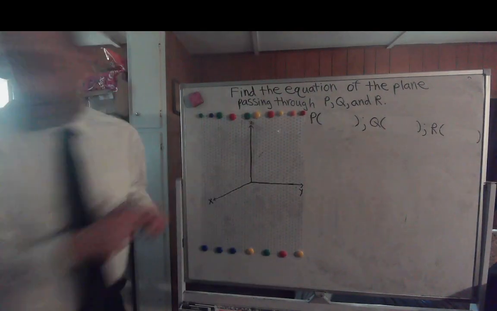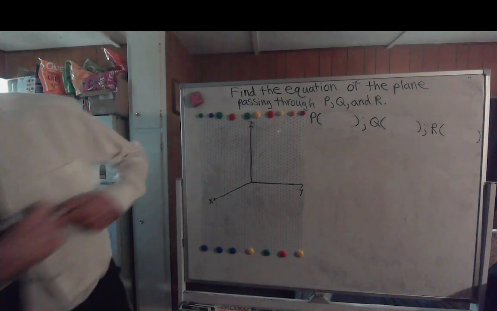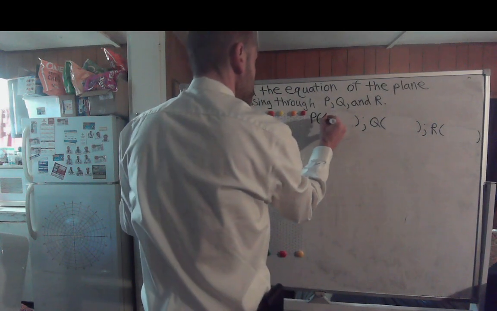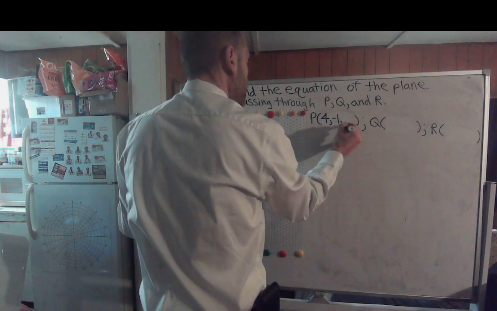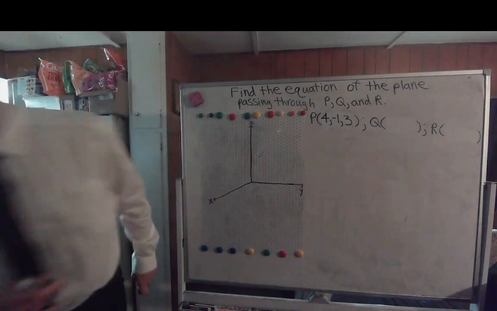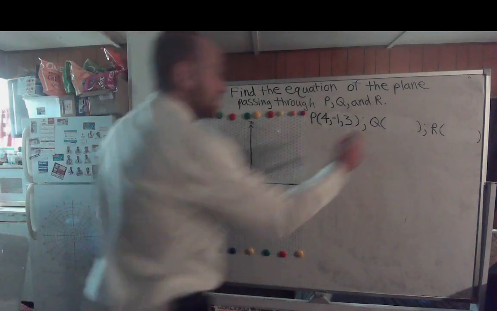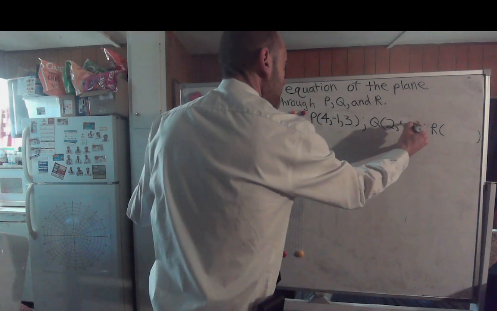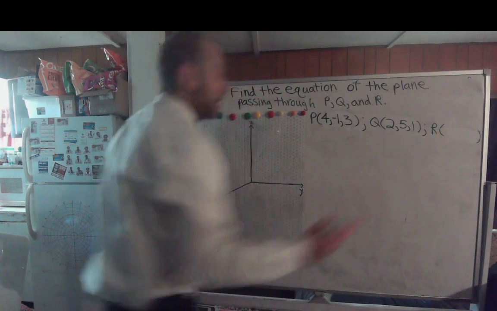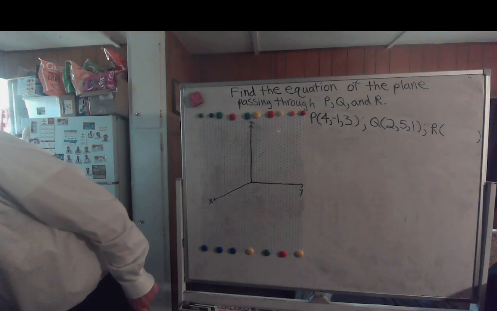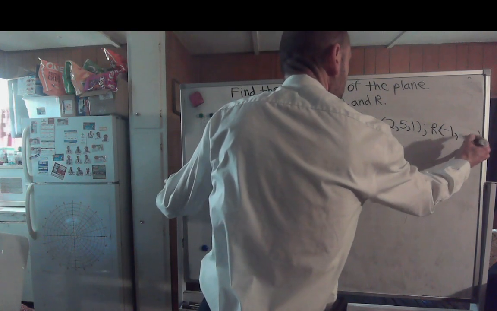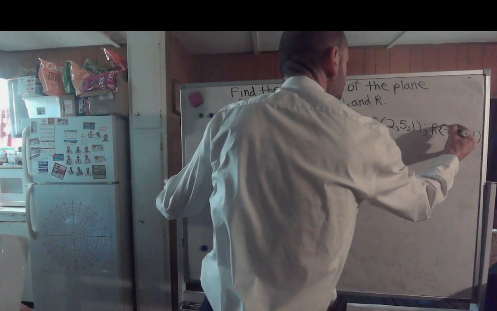So point P is going to be at 4, negative 1, 3. Point Q would be at 2, 5, 1. Point R is going to be at negative 1, 2, 1.